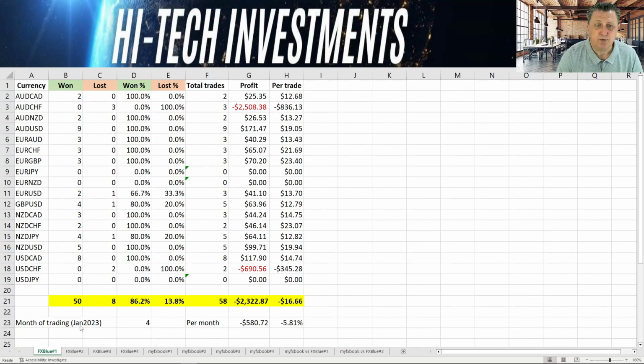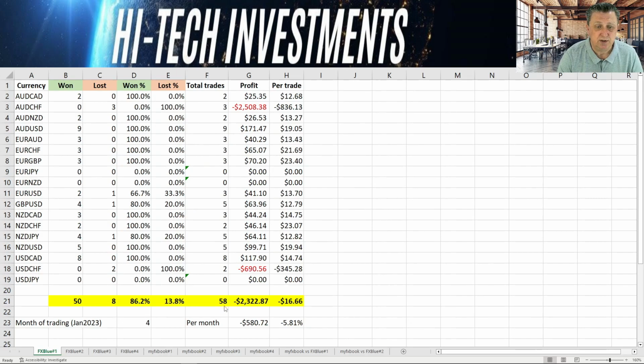You can see the month of trading basically started in January 2023. What we have here are the 18 currency pairs that the EA trades. We have the winning trades and the losing trades, and at the bottom we have the sum up, so 51 trades won, 8 lost. Then we also have it in percentage for all the different currency pairs. So it means here we won about 86.2%, and 13.8% is what we have lost.